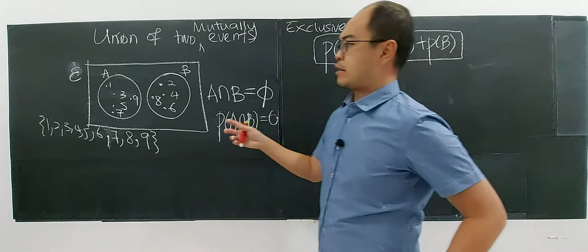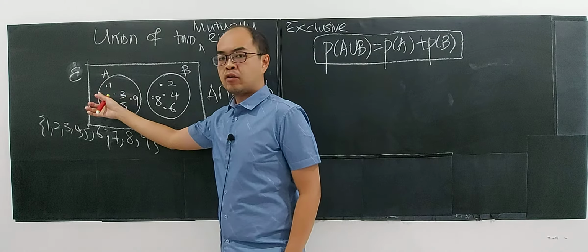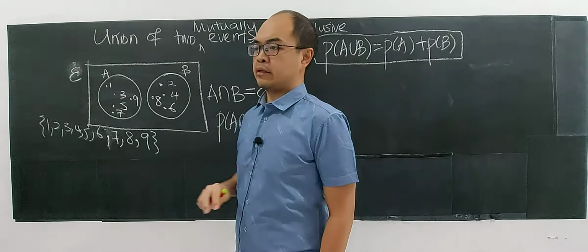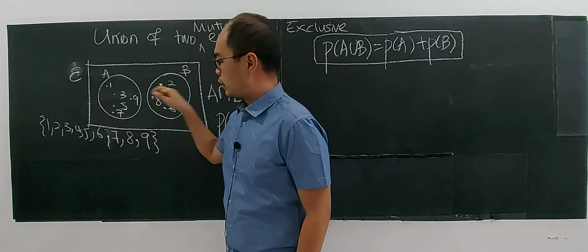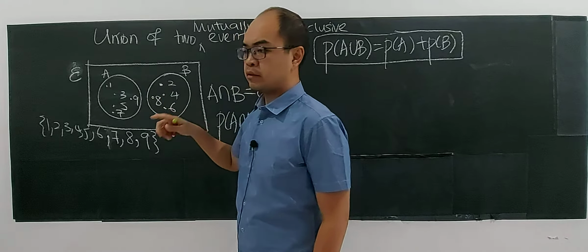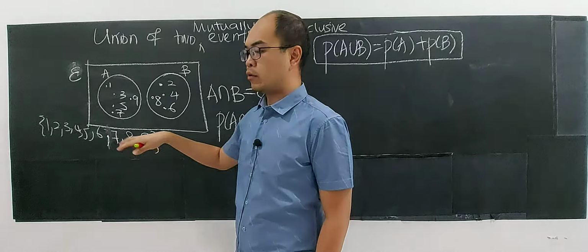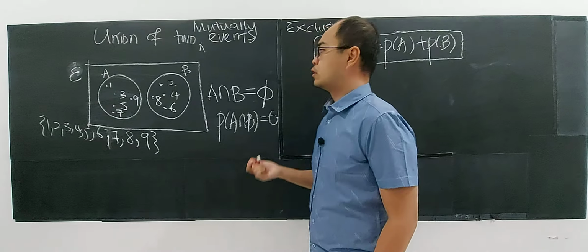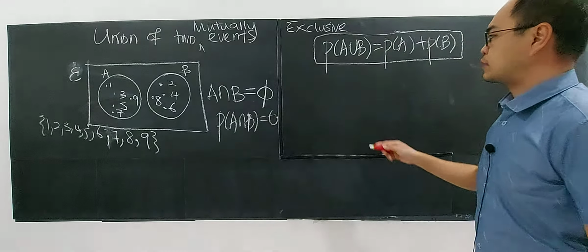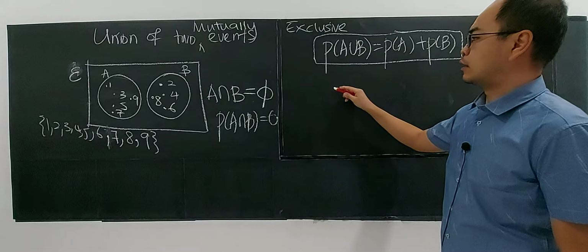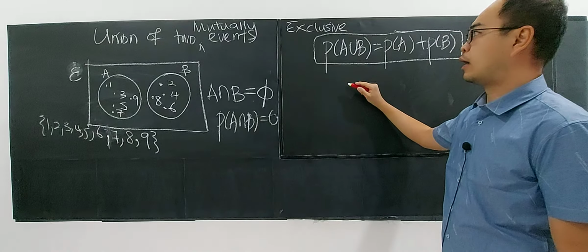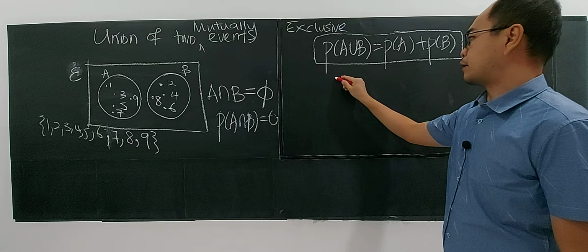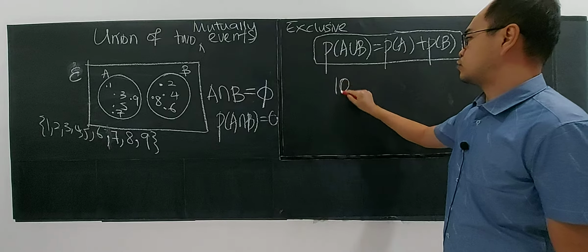Where an event occurs, then at the same time the other cannot occur. It means that when you choose a number from here, it's either odd or even. It cannot happen together, that you get an odd number and it's also an even number. No, it won't happen. So for example, if you are a sport teacher, and you have 10 students in your class.